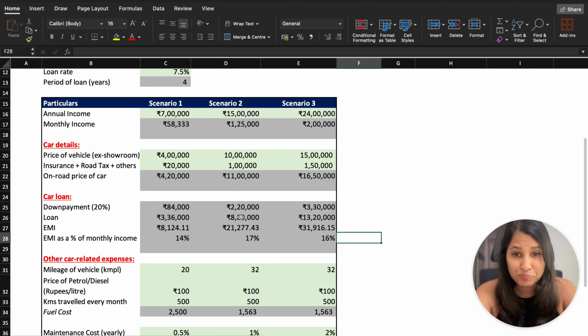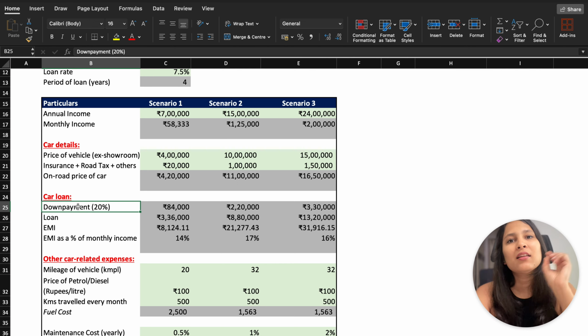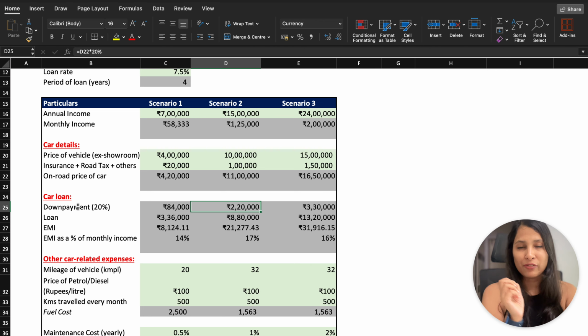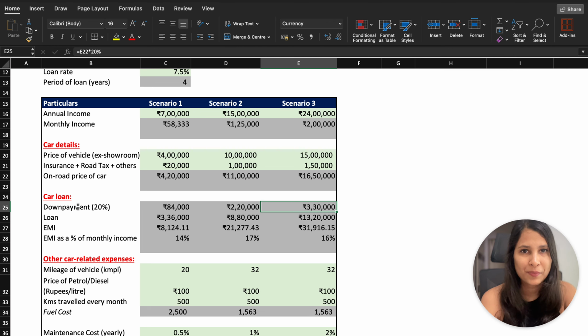Now let's see. For example, since the thumb rule says 20% should be your down payment, correct? Over here, you will see it has auto computed that out of the total price of the car, you need to pay, for example, in scenario 1, 84,000 rupees as the down payment, right? In scenario 2, you need to pay 2,20,000 rupees. And finally, in scenario 3, you need to pay 3,30,000 rupees as the down payment, right?